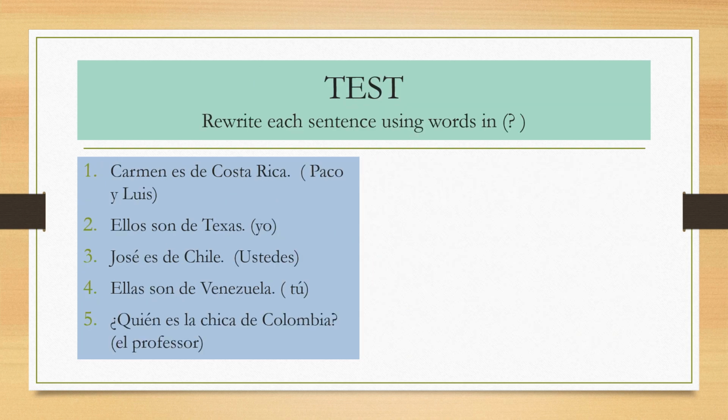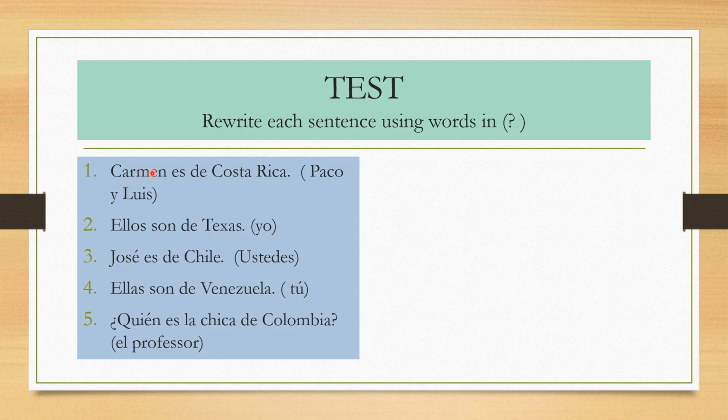Okay. Let's rewrite the sentences using the words in the parentheses. This exercise, this little quiz or test, is a little more difficult. So notice, in the parentheses, in número 1, you have Paco y Luis. Two people. So you need to now substitute and include Paco y Luis instead of who? Instead of Carmen es de Costa Rica.